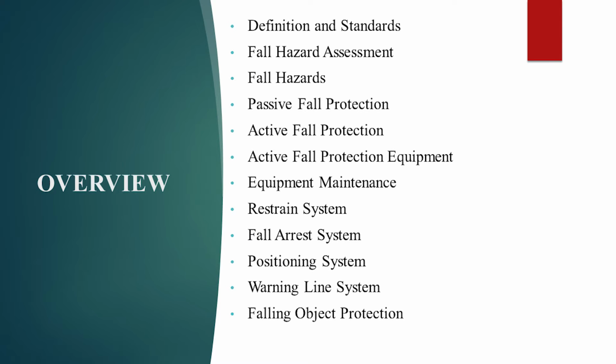In this training, we will begin by defining fall protection. We will then cover regulations and standards, fall hazard assessments, fall hazards, passive and active fall protections, active fall protection equipment, equipment maintenance, the restraint system, the fall arrest system, the positioning system, and the warning line system, and lastly, falling object protection.